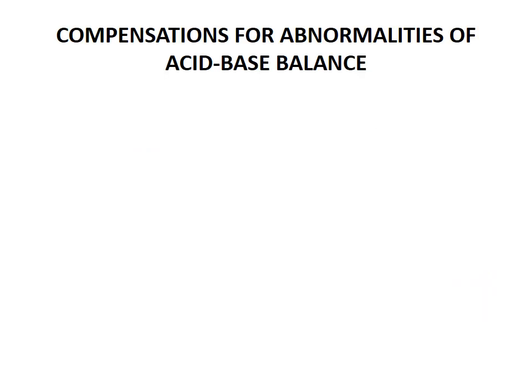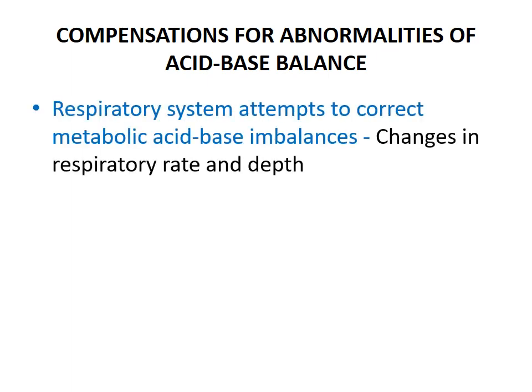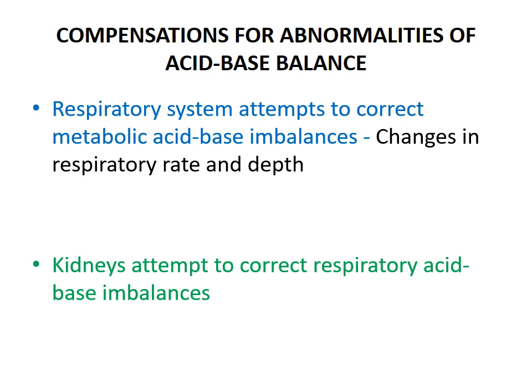Compensations for abnormalities of acid-base balance. The respiratory system attempts to correct metabolic acid-base imbalances. Changes are brought about by changing the respiratory rate and depth of breathing. Kidneys will try to correct the respiratory acid-base imbalances.